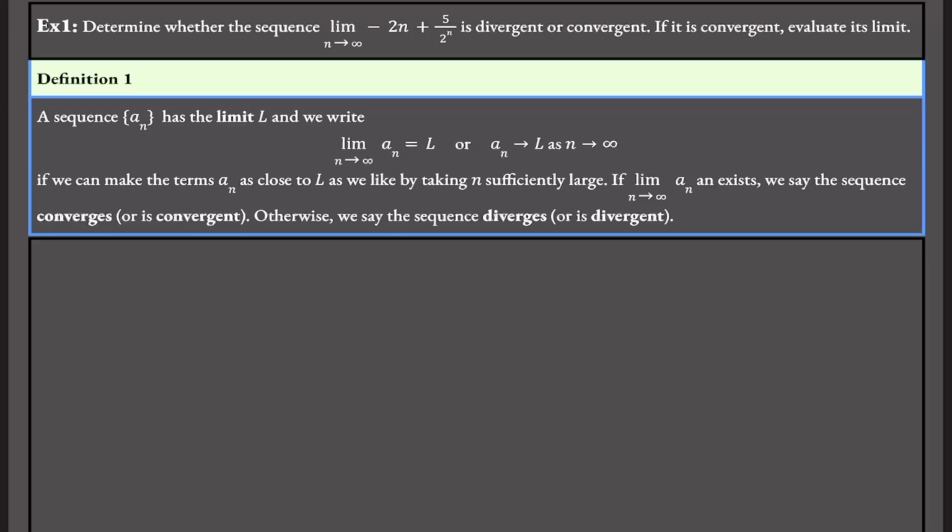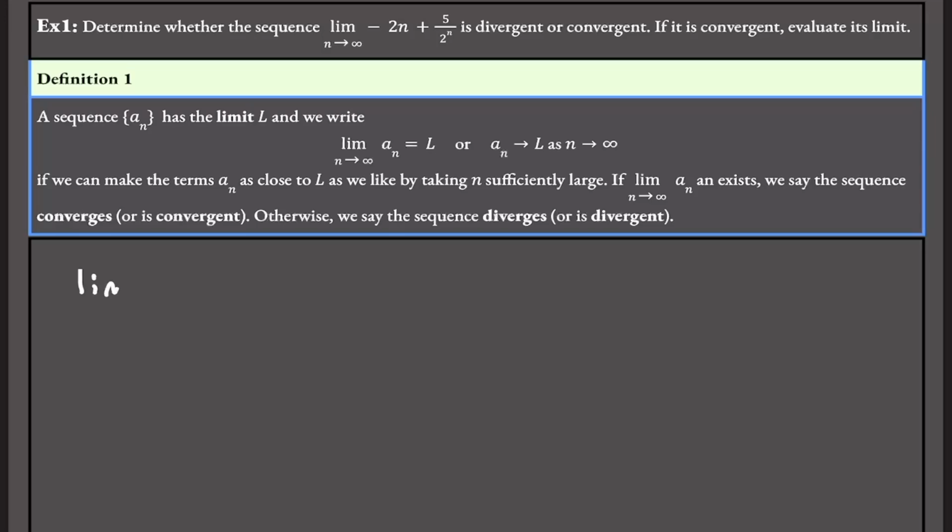So we want to take a look at the definition that we have on here. Definition 1 says, if the terms of a sequence a sub n approach a number L as n increases, then the limit as n approaches infinity of a sub n is equal to L. So what we're basically told is that if the sequence has a limit, then it converges. But if the sequence does not have a limit, or otherwise, then the sequence diverges. Okay, with this in mind, let's take a look at the problem.